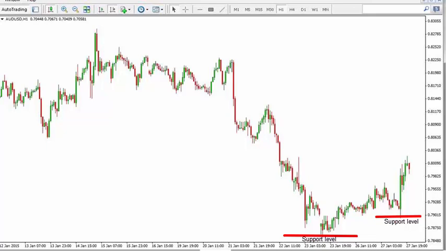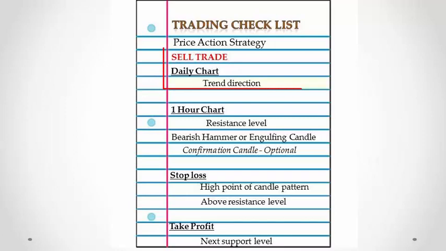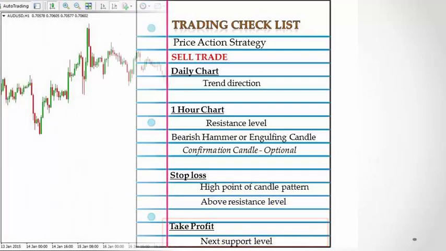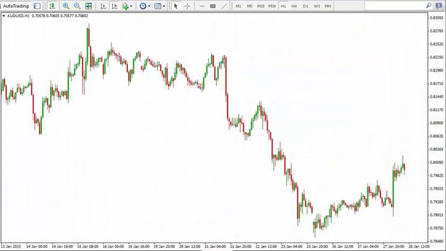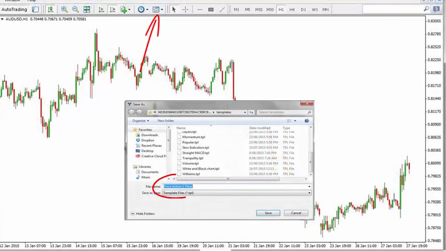So your trading checklist for this price action strategy will look like this. For a sell trade, go to the daily chart to determine trend direction. Then move over to your hourly chart to find resistance. Then you have your reversal candle formation. A safer approach is to wait for a confirmation candle. The stop loss will go at the higher end of the candle, and your take profit target will be at the next level. Let's save this chart as a template. Go up to Template, left-click Templates, and name your template Price Action Strategy 1 hour.